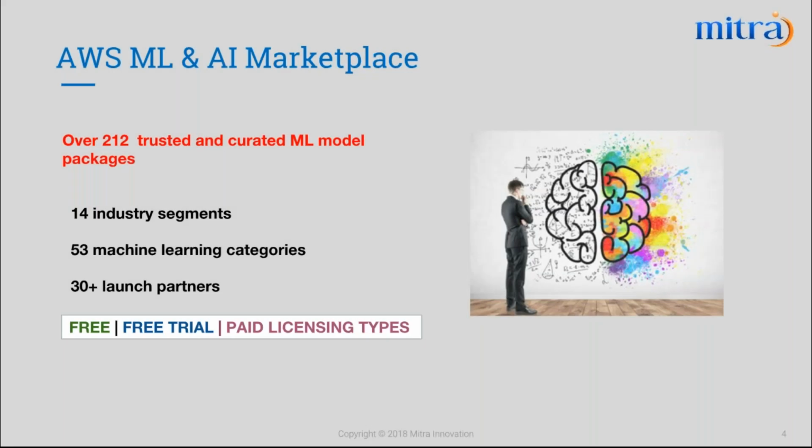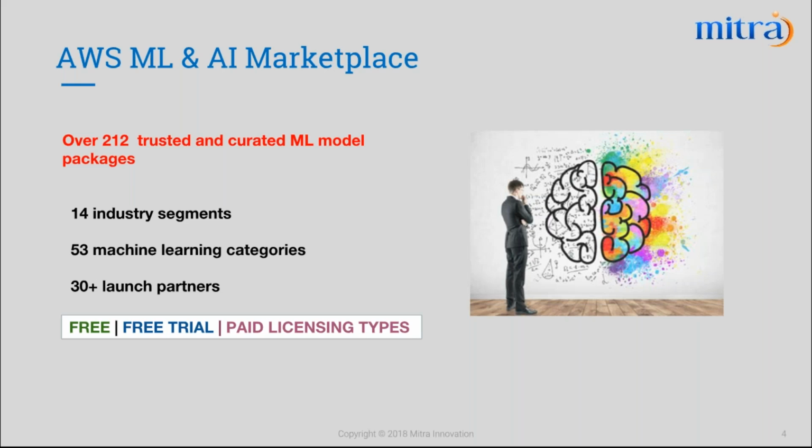And let's look at what is the AWS Machine Learning and Artificial Intelligence Marketplace. This was the biggest introduction of the 2018 AWS re:Invent, which was held in November 2018. At the initiation, there were about 212 machine learning models which were curated, and by now we have about 215 machine learning models. These cover over 14 industry segments, and if you know what you are looking for, you can search over about 53 machine learning categories.